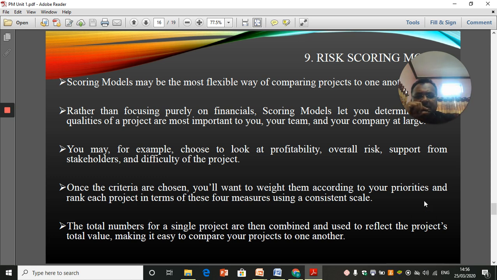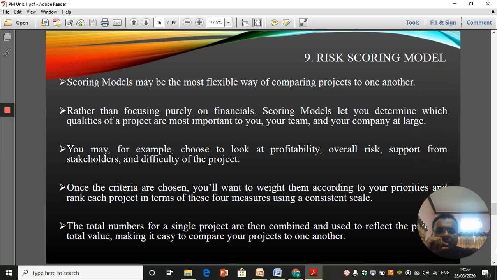Actually, it is simply a risk scoring model. You rate the different projects on the basis of various risks you are going to face, and on the basis of the score obtained, you choose the option which has the least risk as compared to other options.